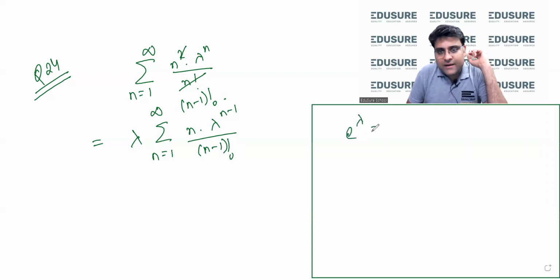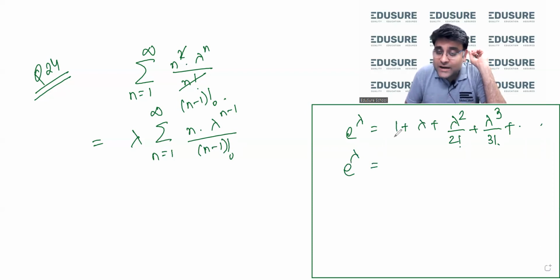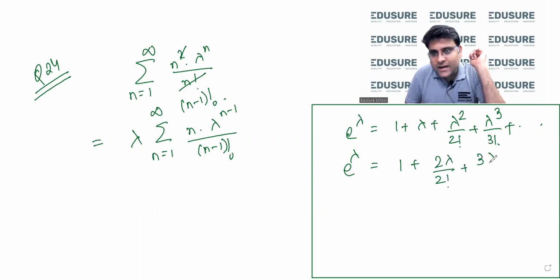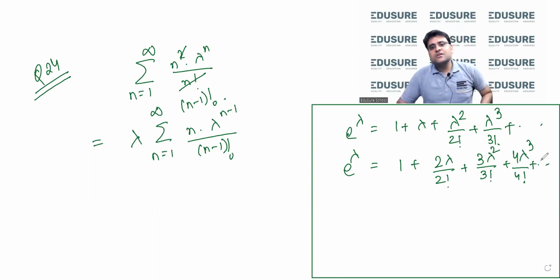E to the power of lambda is 1 plus lambda plus lambda square by 2 factorial plus lambda cube by 3 factorial and so on. If I differentiate this entire thing, this remains e to the power lambda equals 1 plus 2 lambda by 2 factorial plus 3 lambda square by 3 factorial plus 4 lambda cube by 4 factorial. This is what is happening.